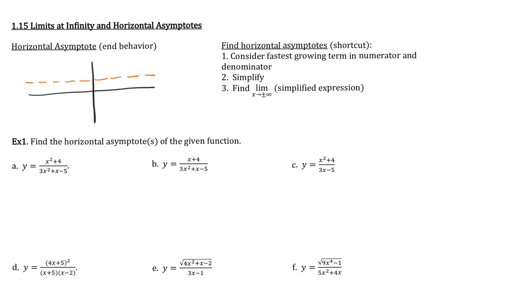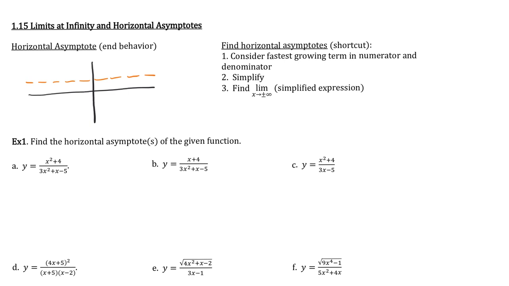Okay, 1.15 limits at infinity and horizontal asymptotes. So let's look at a horizontal asymptote first. There's no graph here yet. This is just a random axis. Horizontal asymptote, we normally think of that dashed line that goes in a horizontal direction, but it is actually the behavior at the ends, or the behavior as x approaches positive and negative infinity. So if I were to graph this, the horizontal asymptote only applies as x approaches negative and positive infinity.